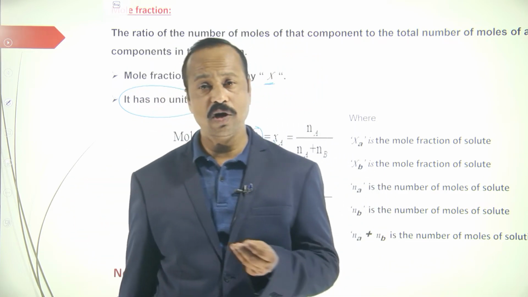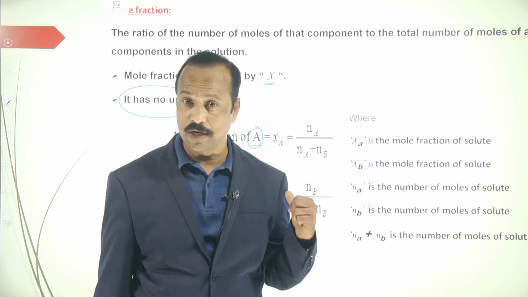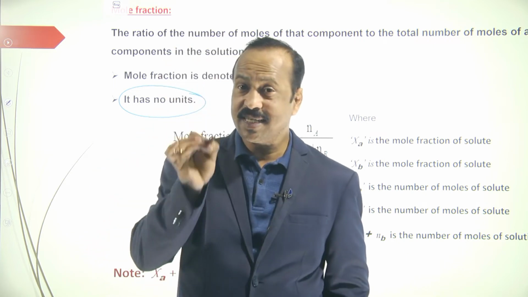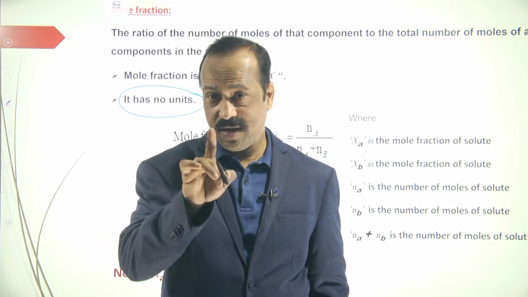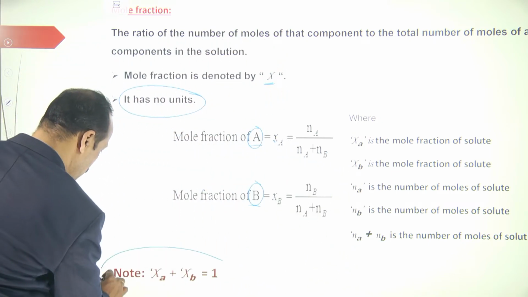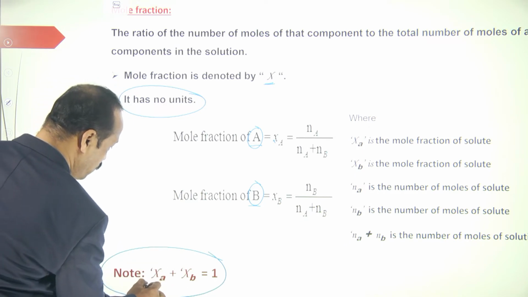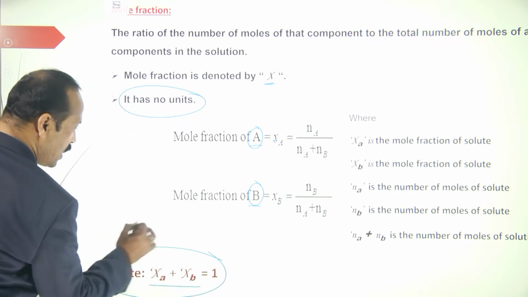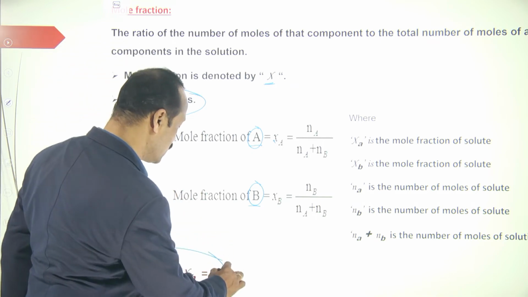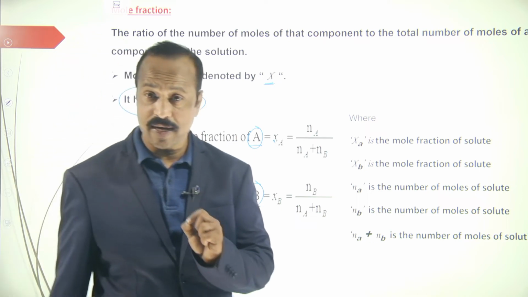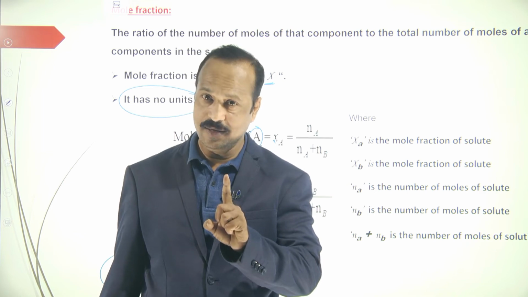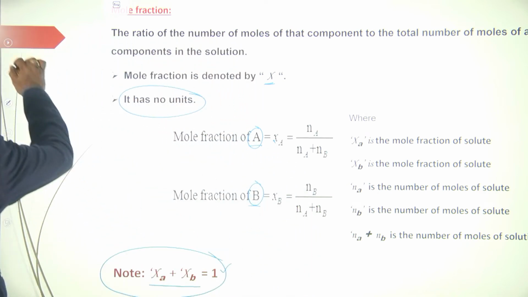Okay, whenever you solve a problem related to mole fraction, after solving it, if you want to check whether your answer is correct or wrong, you have one advantage. If you calculate the mole fraction of solute and the mole fraction of solvent and add them, you should get 1. If you get 1, it means your answer is perfect. Clear? Now let us solve some problems.